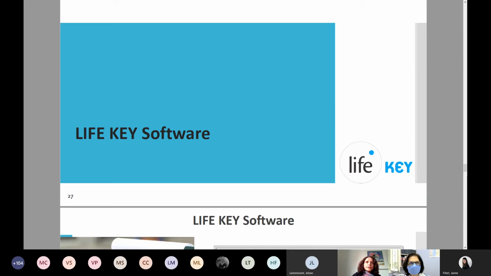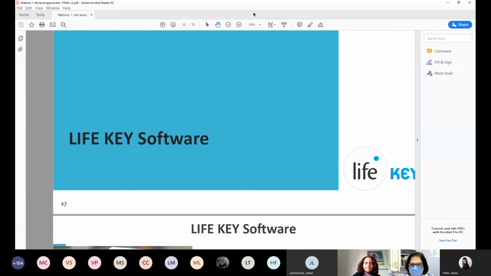And of course, all this calculation became critical. We developed the LifeKey software. Next. The LifeKey software was, next one.